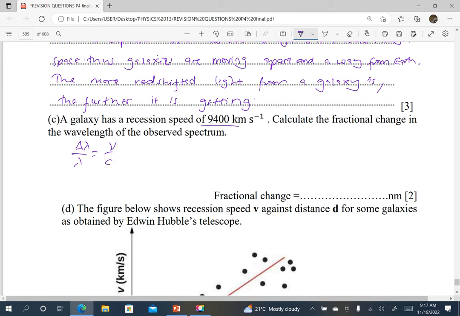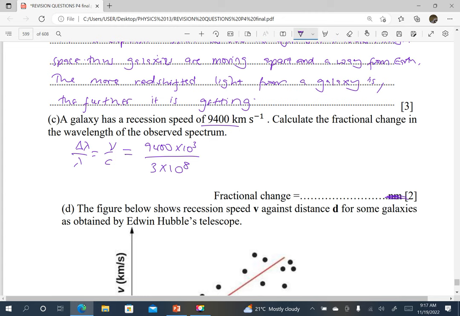So we want the fractional change. Of course, the fractional change cannot have a unit. That is just a typing error. So we just substitute. This is going to be the speed, which is 9,400. This is in kilometers, so I'll multiply it times 10 power 3 to change it to meters per second. Divide by the speed of light, which is 3 times 10 power 8.